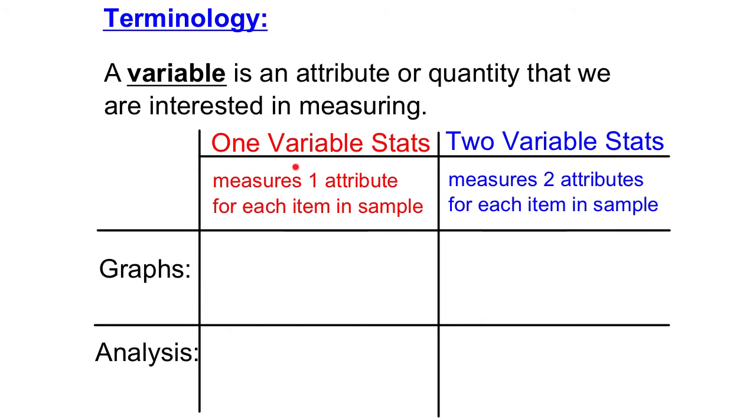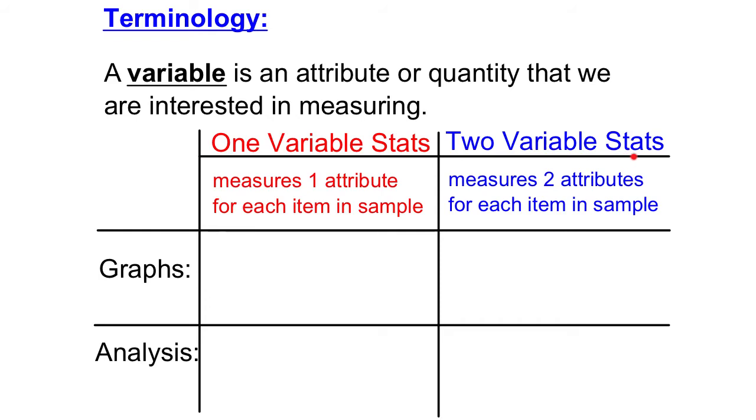And you can have 1 variable statistics or 2 variable statistics. For 1 variable statistics, it's a measure of 1 attribute for each item in the sample. So for example, if I have a sample of 10 people and I'm just measuring the height of each person, that's 1 variable statistics. I'm measuring 1 attribute, the height, for each person in the sample in this case.